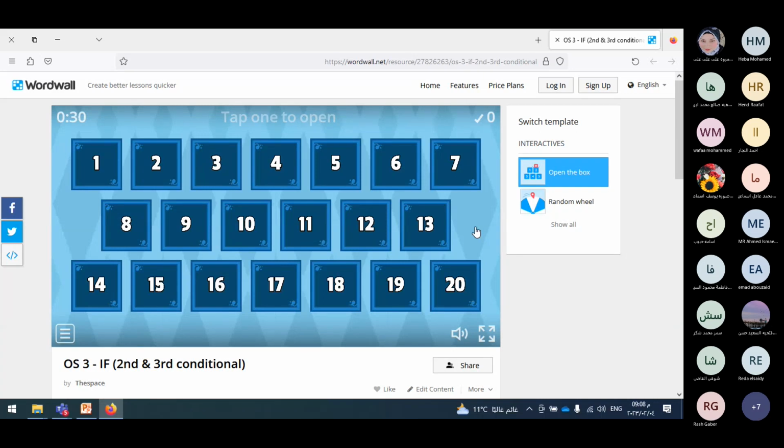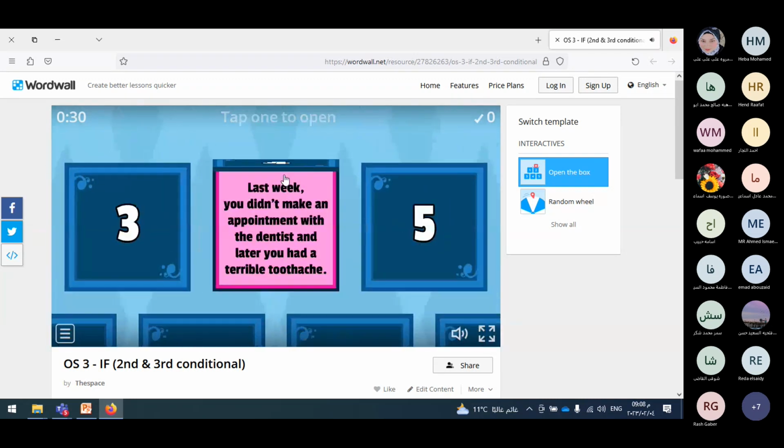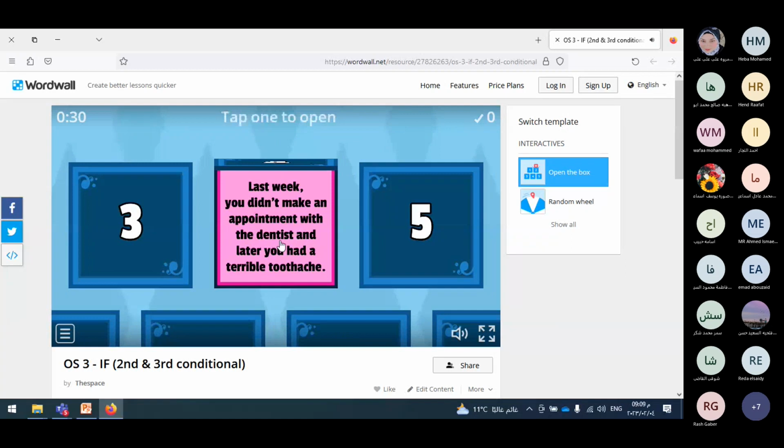Number four. Okay, this is a sentence. Please read it and try to create a sentence. You decide, is it second conditional or the third conditional? So read the sentence and make us a sentence that refers to this sentence. It's the same meaning but using if. Read it first.